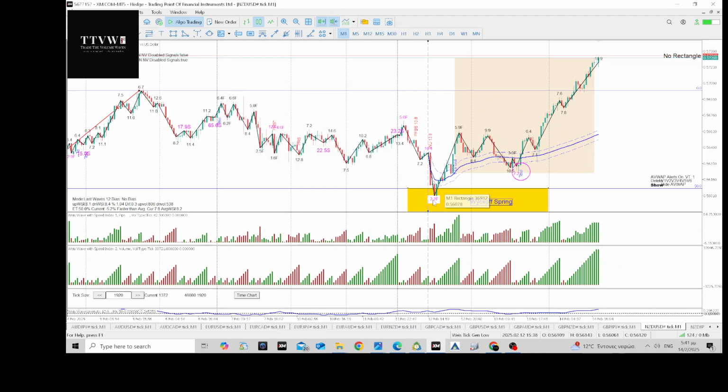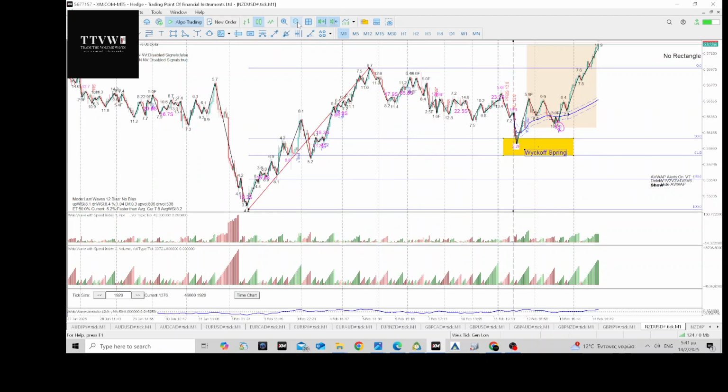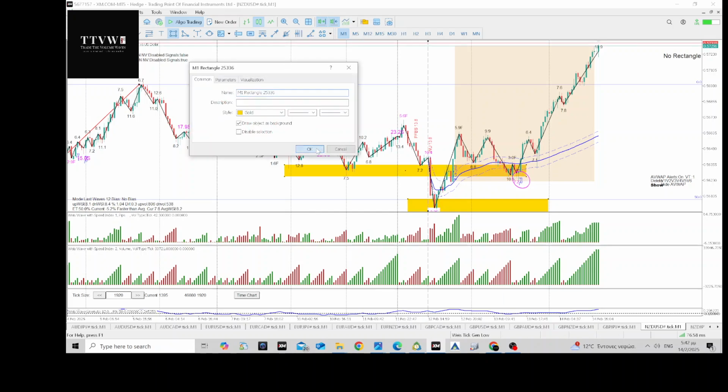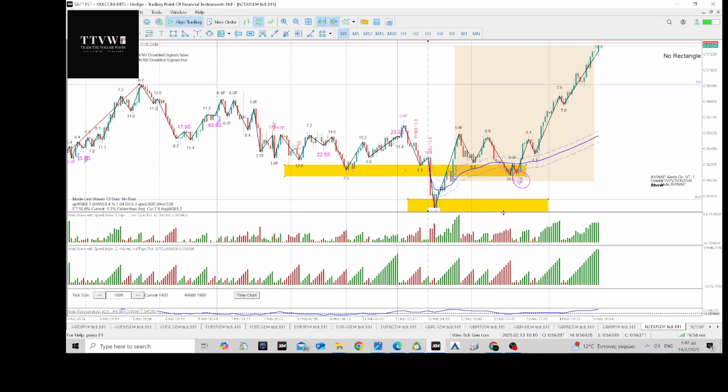Okay, this was the Wyckoff spring right here. All right, and in order to make it more visible to you, you can do also this. If you have this as a support level, okay, this is your spring to the fib, and up we go. And this is the confirmation.